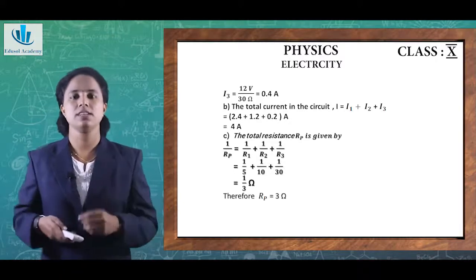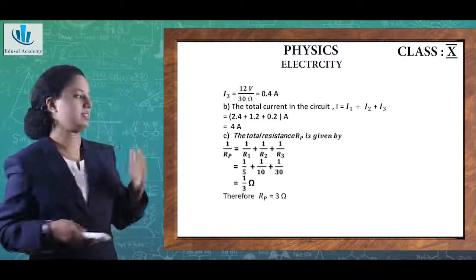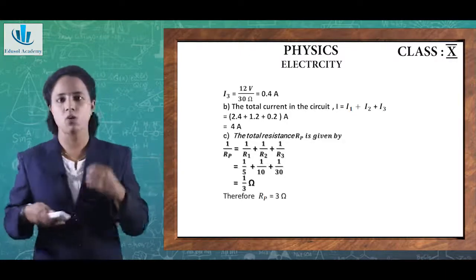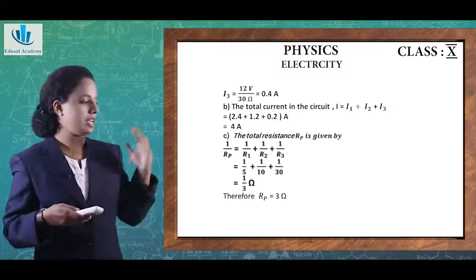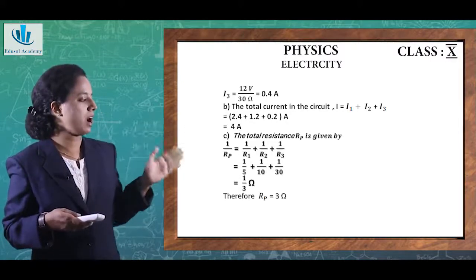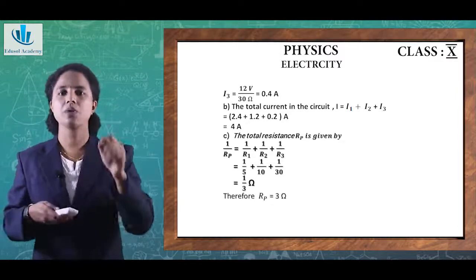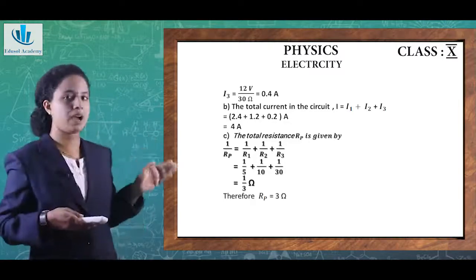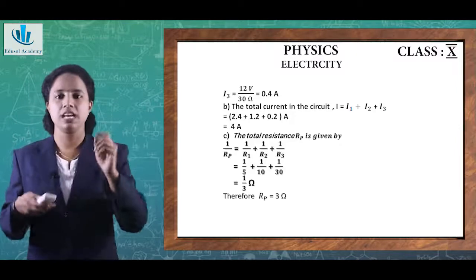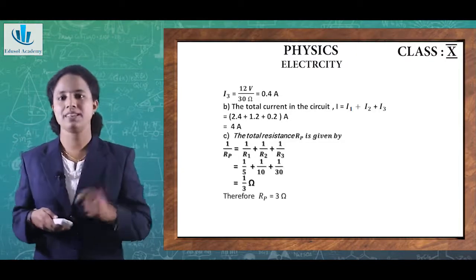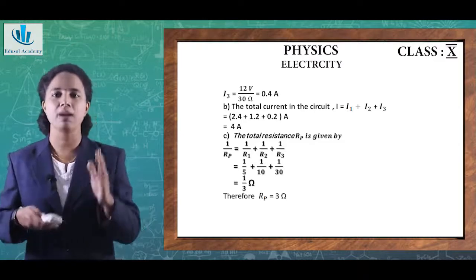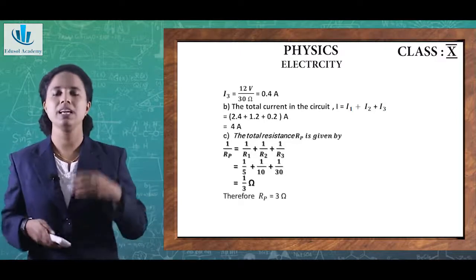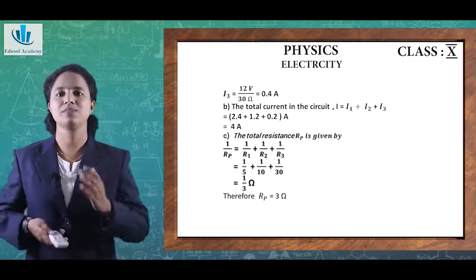So the third section is to calculate the total resistance. Since we know this is a parallel circuit, the net resistance is given as 1 by Rp, or the resistance in a parallel circuit, is equal to 1 by R1 plus 1 by R2 plus 1 by R3. So R1, R2 and R3 are already given. So you can substitute the values to get 1 by 5 plus 1 by 10 plus 1 by 30 is equal to 1 by 3 ohm. That is the unit of resistance. Since 1 by Rp equals 1 by 3 ohm, the Rp or the net resistance in the parallel circuit will be the reciprocal, which will give you 3 ohms.